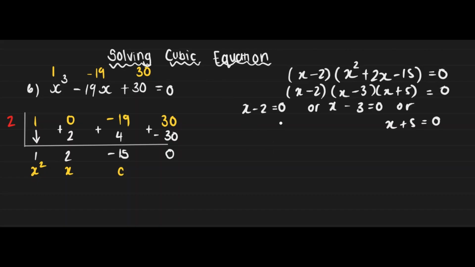So we write the final answer: x is equal to positive 2, or x is equal to positive 3, or x is equal to negative 5. And these will be your final answers.